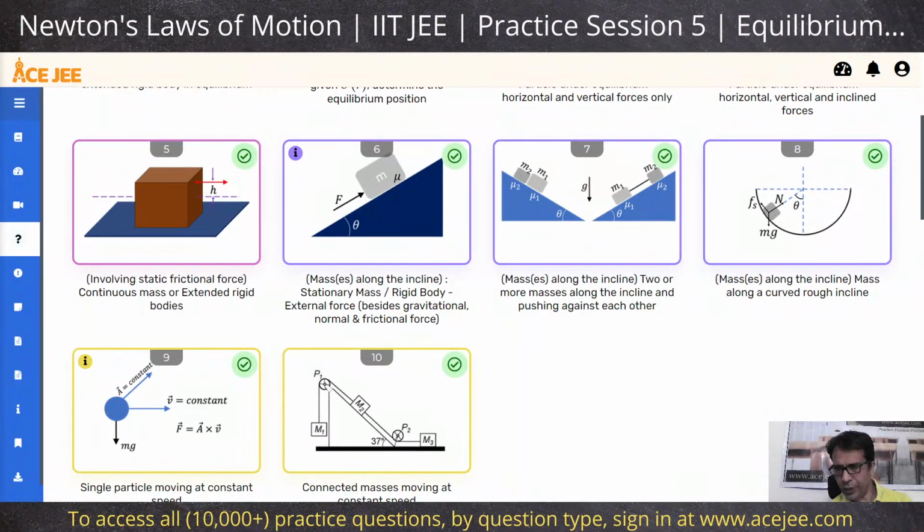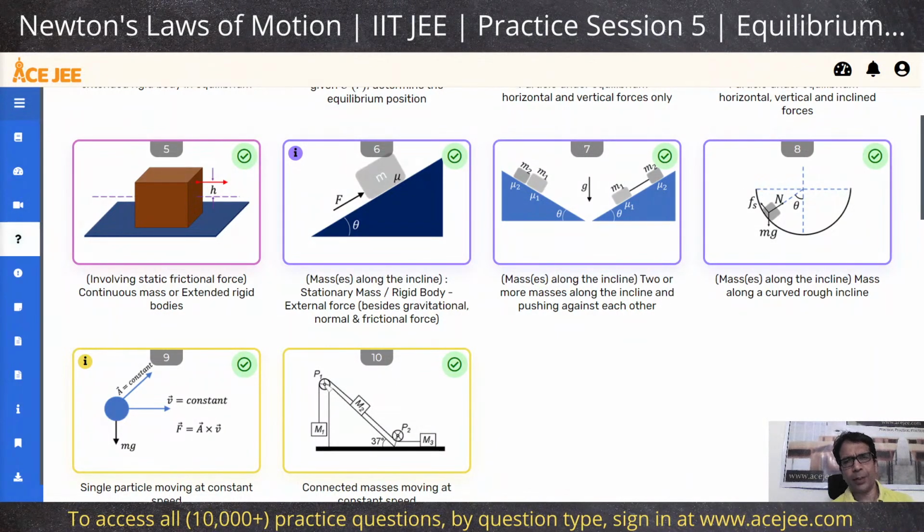Okay, let's talk about what we're going to discuss today. We're going to discuss question type number 7. What do we have in 7? Now, in 6 you only had one mass on the inclined plane, but in 7 you have two masses or more than two masses along the inclined plane. And we are interested in understanding the contact forces between the two, or the force that one is exerting on the other.